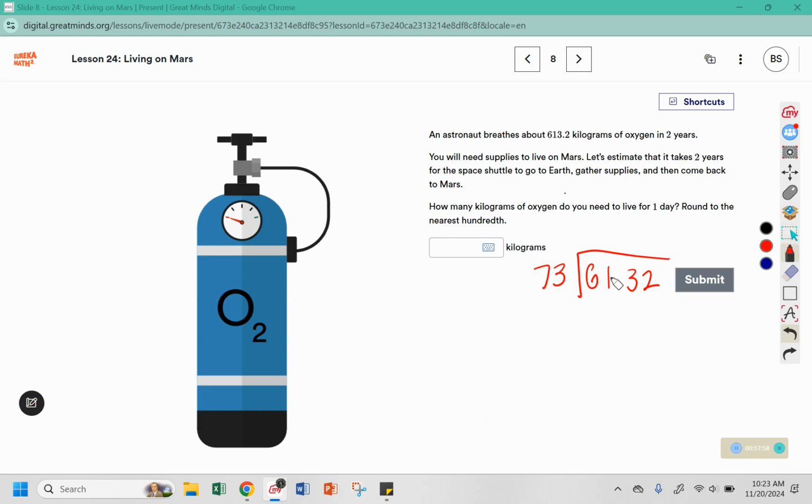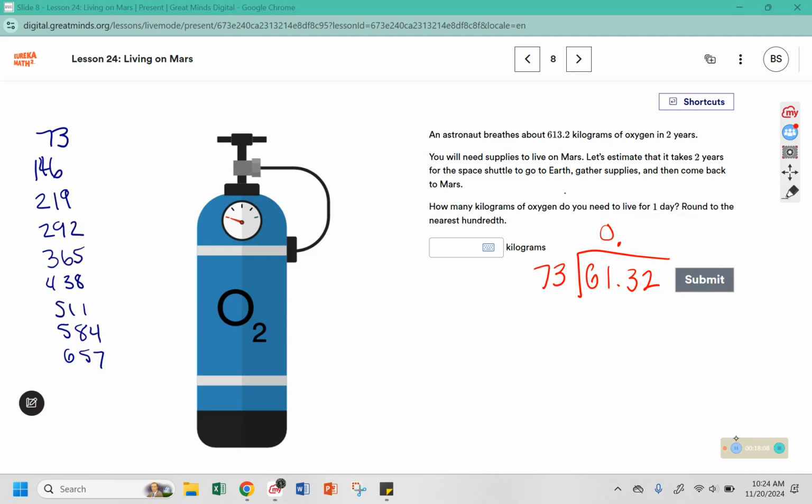All right, so 73 doesn't fit into 61, but it does fit into 613. Again, I'm going to create that list on the side just as a guide. All right, so it fits into 613. What is that, 8 times?